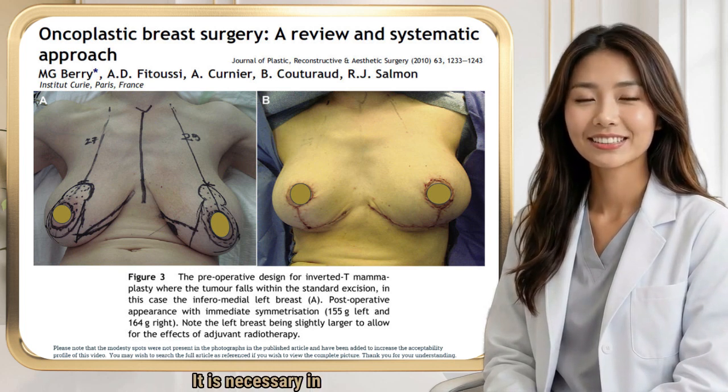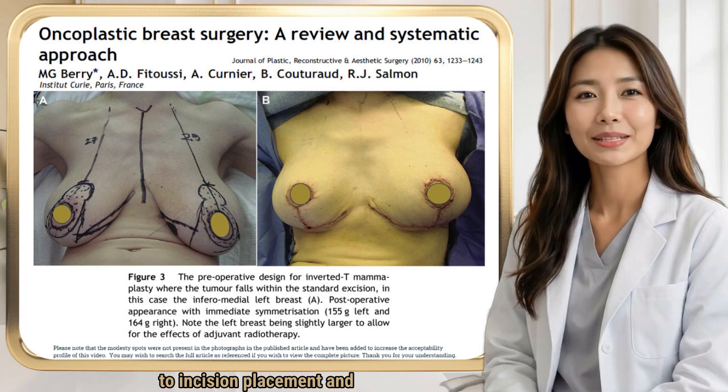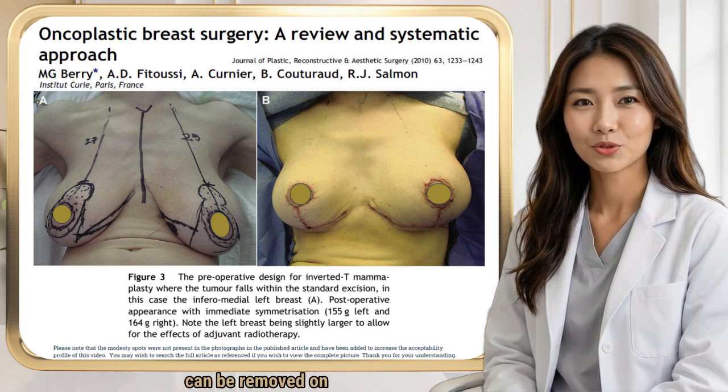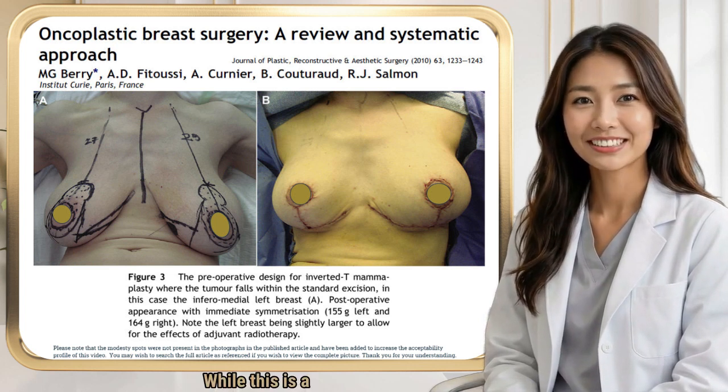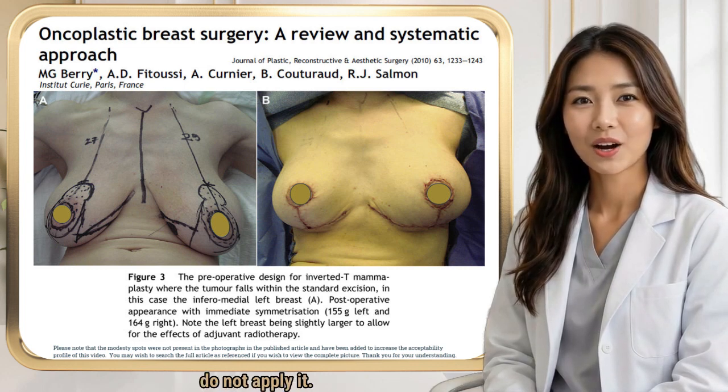It is necessary in such cases to have preoperative planning with respect to incision placement and tissue removal so that appropriate volume of breast can be removed on both sides. While this is a technique commonly used by other surgeons, I personally do not apply it.